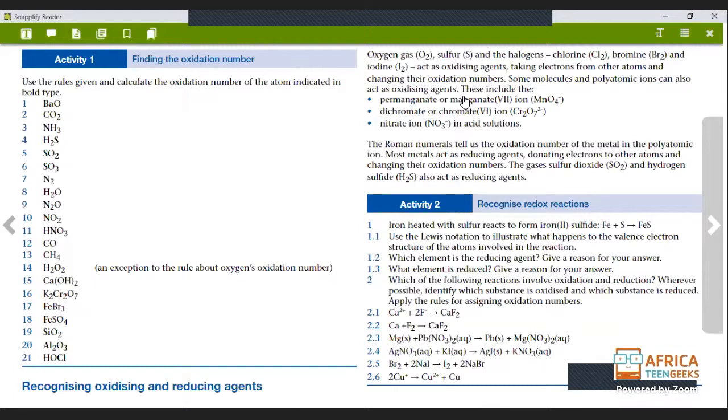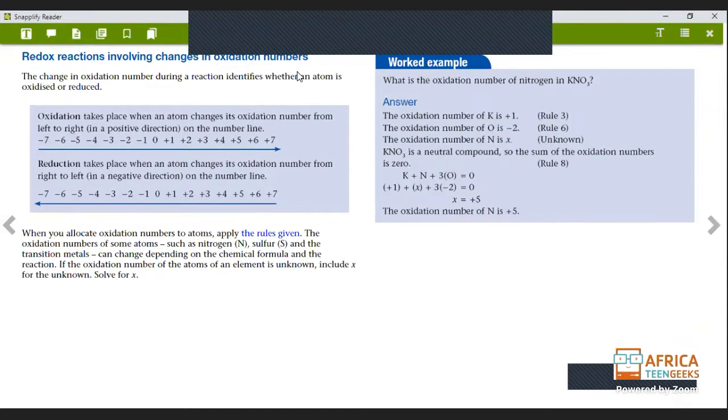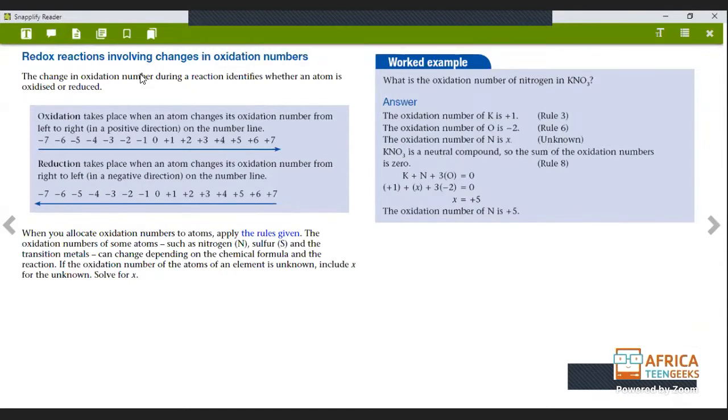Okay, so now we move on to redox reactions involving changes in oxidation number. The change in oxidation number during a reaction identifies whether an atom is oxidized or reduced. Oxidation takes place when an atom changes its oxidation number from left to right in a positive direction on the number line, which is what you see here, and a reduction takes place when an atom changes its oxidation number from right to left.